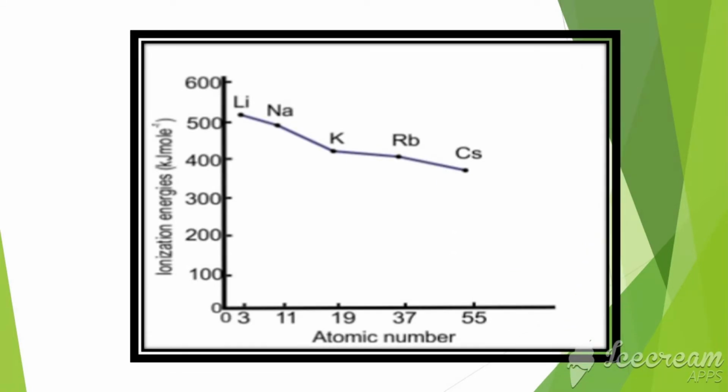You can see in this graph. This is for first group: lithium, sodium, potassium, rubidium, cesium, and you can see that lithium has high ionization energy because its size is smaller. With increase in size, ionization energy is decreasing.